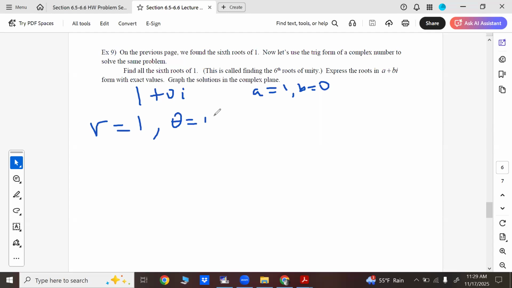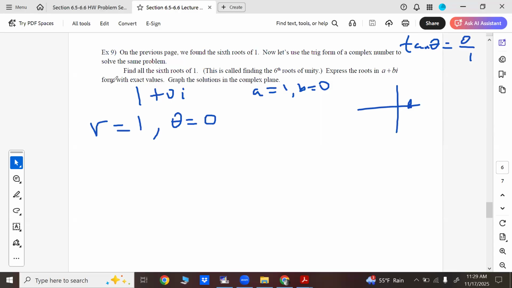Yeah, 0. Because when you plot it on the complex plane, isn't it right here? Is that angle just 0? Or if you did tan theta equals 0 over 1, what's that going to equal for theta? 0, yeah. There we go. Great. Okay.